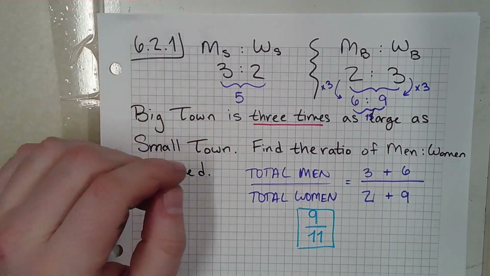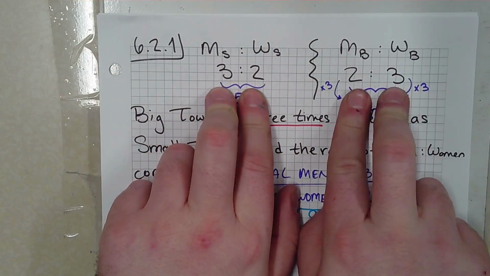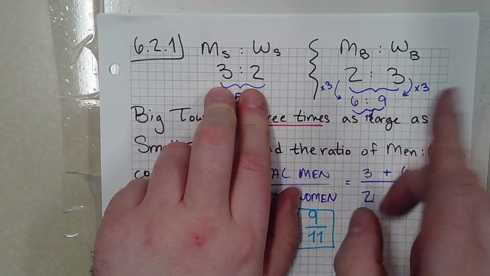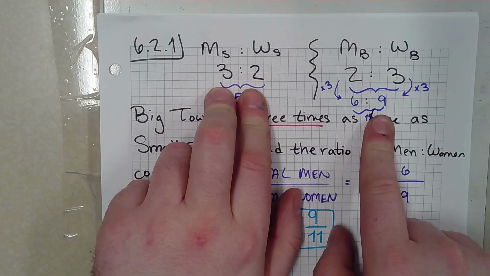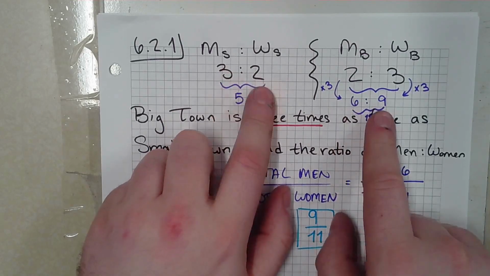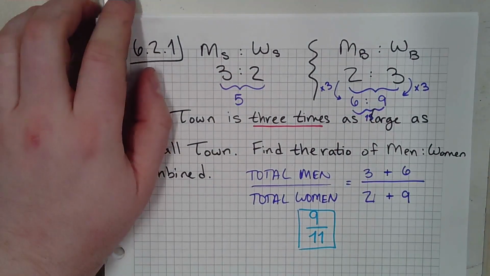So what we're doing here is we're basically saying, okay, here's our ratio, here's our ratio. They both have 5 people in the town. However, this should be 3 times bigger. So it should have 15 people in the town. If we have 15 people, 6 of them will be men, 9 will be women. If we compare these, 9 over 11, that's going to be them in total relationship.